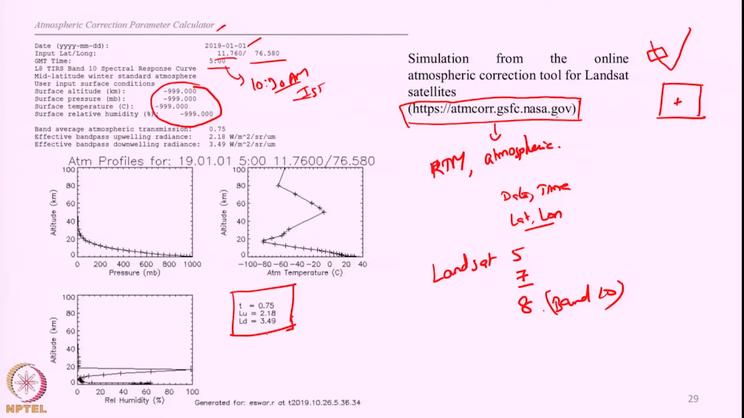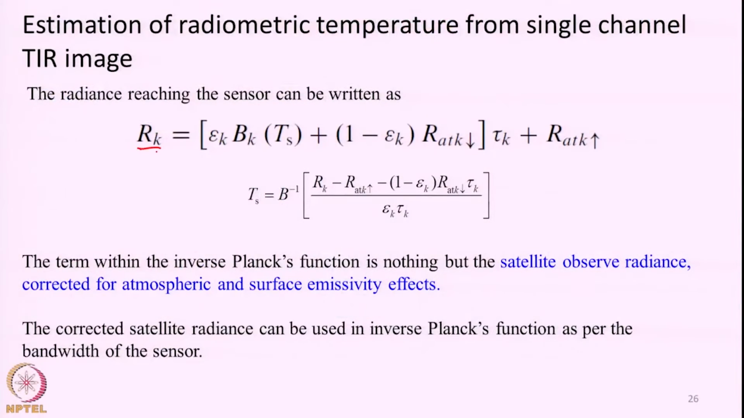Now let us assume that using this website or some other way we have calculated the atmospheric parameters needed for our computations. How do we correct for the effect of the atmosphere? Just recall the radiance reaching the sensor in the thermal band, which we discussed in earlier lectures. It is a combination of direct surface emission, the surface-reflected downwelling component of the atmosphere, plus path radiance. It has 3 components, which we have already seen.